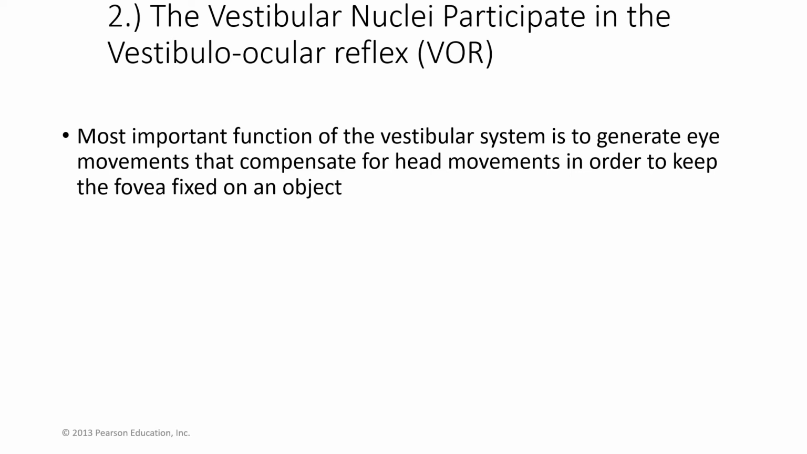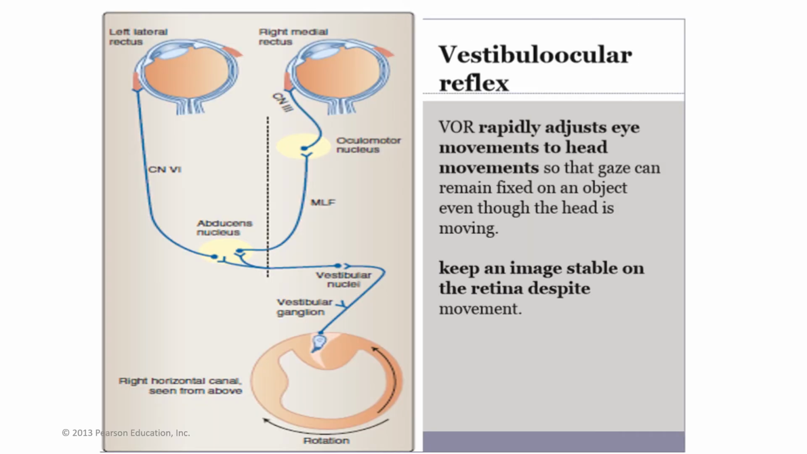So get the structure aligned and then give us a little bit of a better functioning nervous system. We have seen this picture before. Hopefully it's starting to make a little bit more sense. So this is illustrating the vestibular ocular reflex, or the VOR. It rapidly adjusts eye movements to head movements so that gaze can remain fixed on an object even though the head is moving. So it keeps the image stable on the retina despite movement.